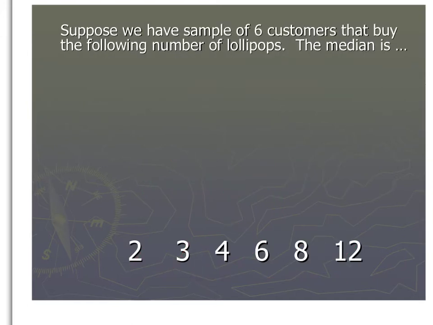In this next example, we want to find the median with 6 data values, which means we have 2 in the center. They're already in order for us numerically. So these 2, we take the average of 4 plus 6 divided by 2, which is 5 lollipops.